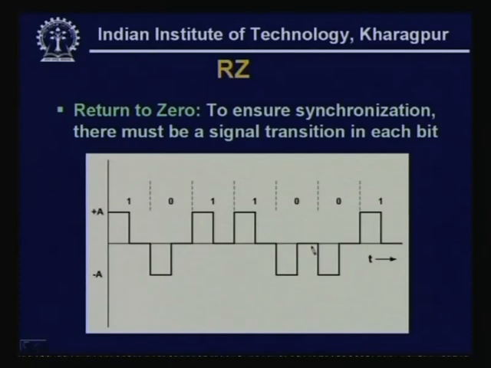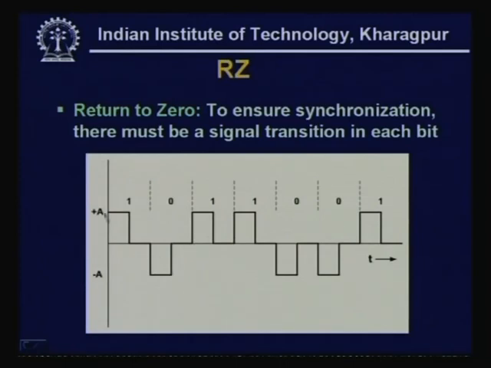To overcome that, we can use RZ encoding, which is known as return to 0. Here, as you can see, for each bit it returns to 0. If the data is 1, it is plus A. Then in the middle point of the bit, it returns to 0 and remains there. And for 0, the signal value is minus A. Again, in the middle point, it returns to 0.